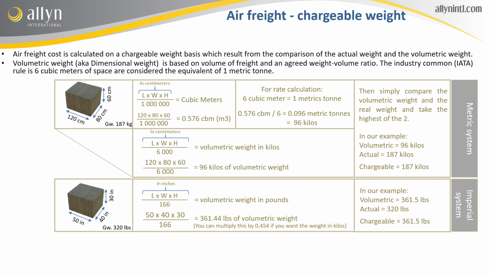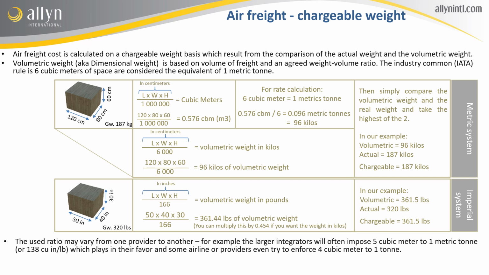In these examples, which we hope have helped you understand the concept of chargeable weights, we use the ratio of 6, which is the standard IATA one. But please be aware that some other providers, notably the larger integrators, will often impose 5 cubic meters to 1 metric ton, or 128 cubic inches per pound. This plays in their favor and will make your low density cargo even more expensive to ship with them.